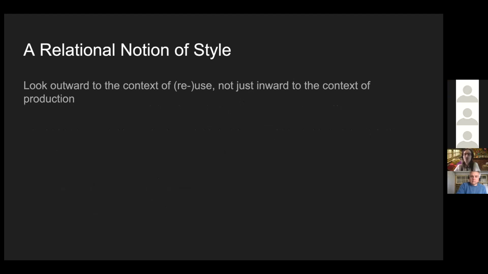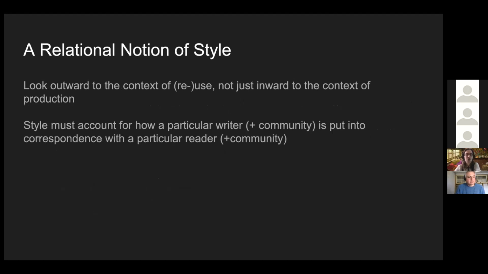So this leads us to think of styles in a different way from Kernighan and Plauger, and a different way from Lopez. We could speak of styles as being about how programs create a relationship between programmers and between users. So rather than just looking inward toward the experiences of those who write the program, styles should look outward to the context of use and reuse. And in this way, styles should account for how particular programmers and the community of programmers is put into correspondence and interacts with particular users and readers and their communities.